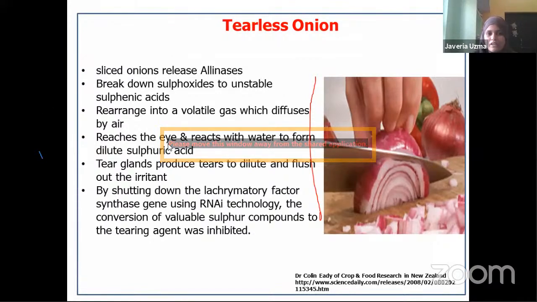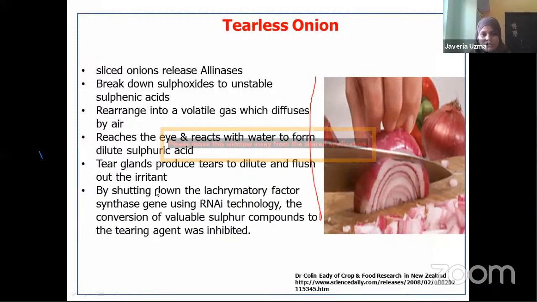After reaching our eye, it reacts with water to form dilute sulfuric acid. Okay, so this sulfuric acid will help give burning sensation to our eyes. At that time, the tear glands of our eyes produce tears to wash off this sulfuric acid. That's why tears are produced while cutting onions. This is because of alinases which produce sulfuric acid. So to wash out this sulfuric acid, tears will be produced in our eyes.